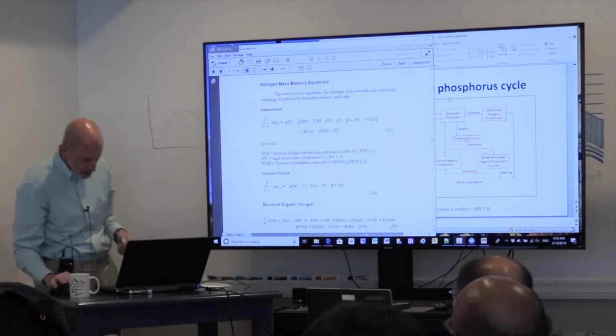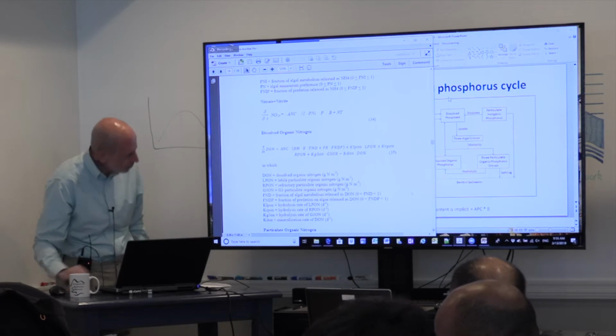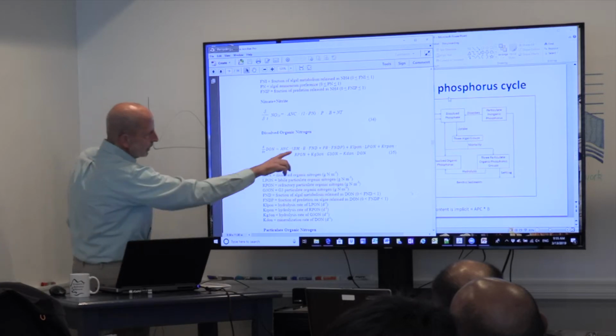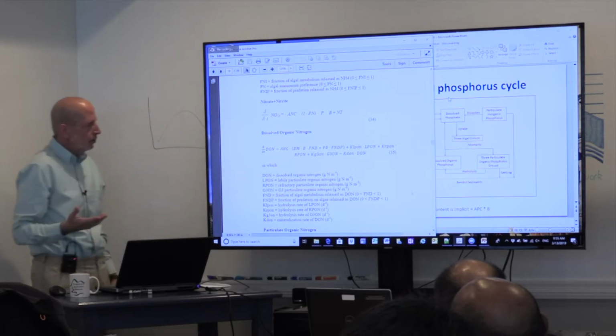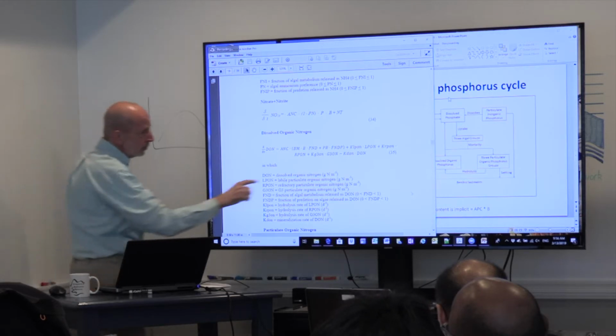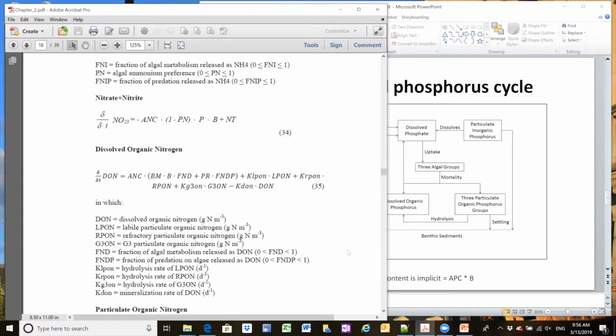Let me see. Is there anything else I want to go into there? Just by analogy, here, for example, this is dissolved organic nitrogen. And once again, what we've got is metabolism times algal biomass. Now we've got an FND. So what fraction of metabolism goes to dissolved organic nitrogen? And we've got predation, FNDP. What fraction of predation goes to dissolved organic nitrogen? And I won't go over them, but you've got them for G1, G2, G3 particles. So just to reiterate, these are things that you're going to want to specify.